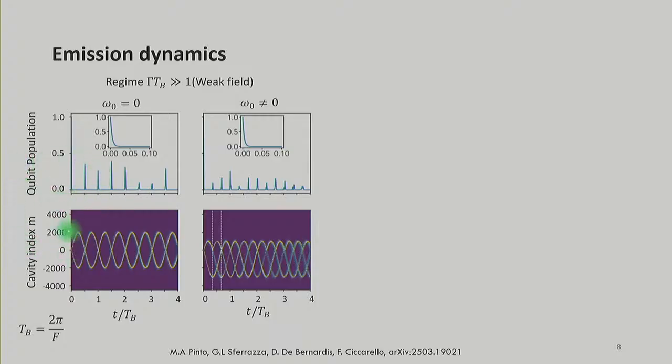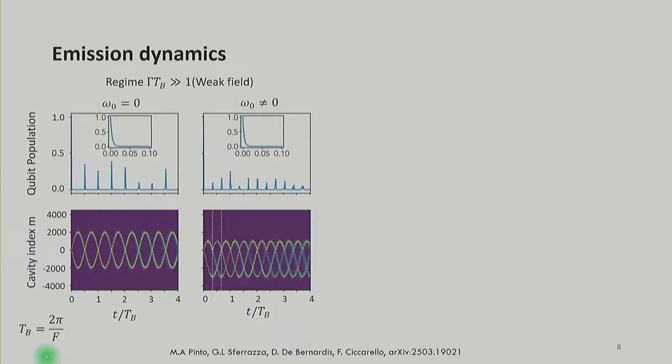And this periodicity is very well defined. It also depends on f: it is T_B. As you can see, I'm normalizing the time by T_B, which is the Bloch period. And you can see that the revivals happen, in this first column, at half-integer multiples of T_B.